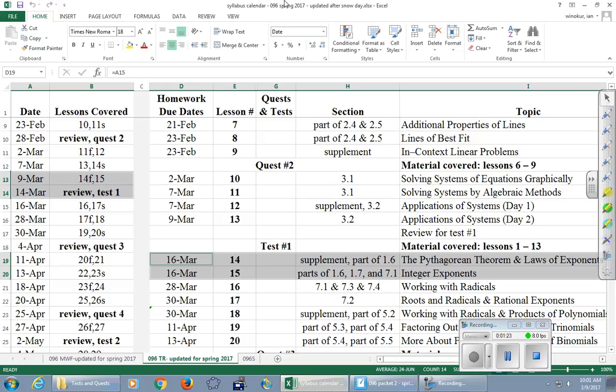Serena. Exponents is not going to be on the test.